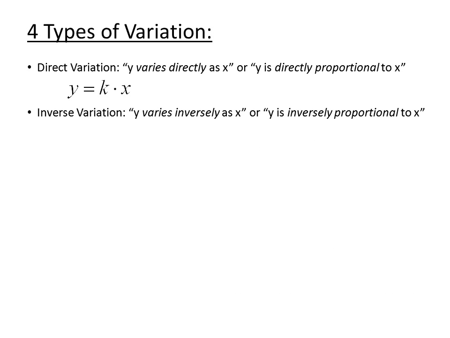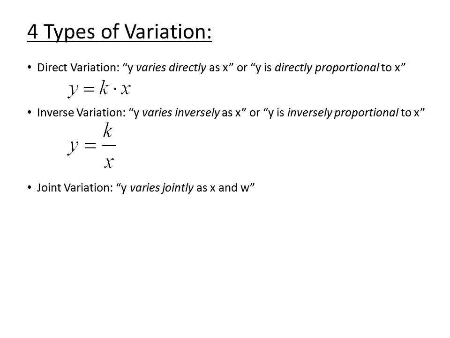The next type of variation is inverse variation, and we would see y varies inversely as x, or y is inversely proportional to x. And when we see inverse variation, that means we want to divide. So we would set up the equation y equals k divided by x.